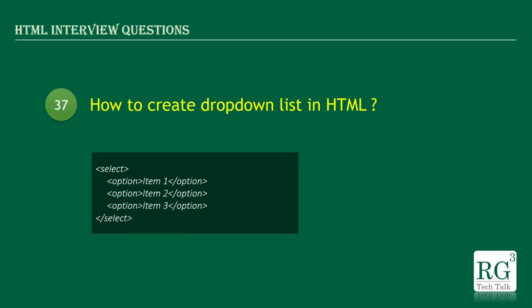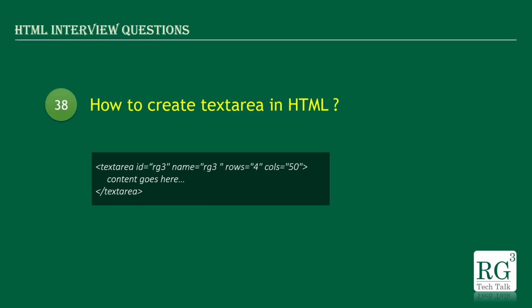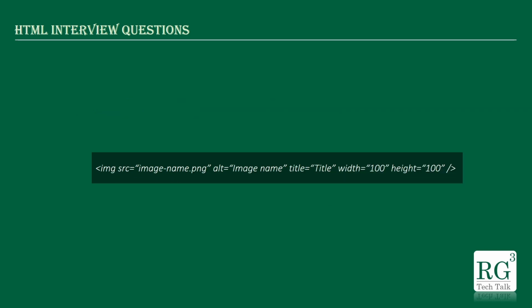Question number 37. How to create drop down list in HTML? You just need to use select as a parent element. Inside select you need to use option item 1, item 2, item 3. Question number 38. How to create text area in HTML? Text area looks like input type text, but you have extra columns or rows height. For text area you just need to provide ID or name with the rows and cols: rows equals 4 and cols equals 5, and inside it you mention the content. Question number 39. How to insert image tag in HTML?